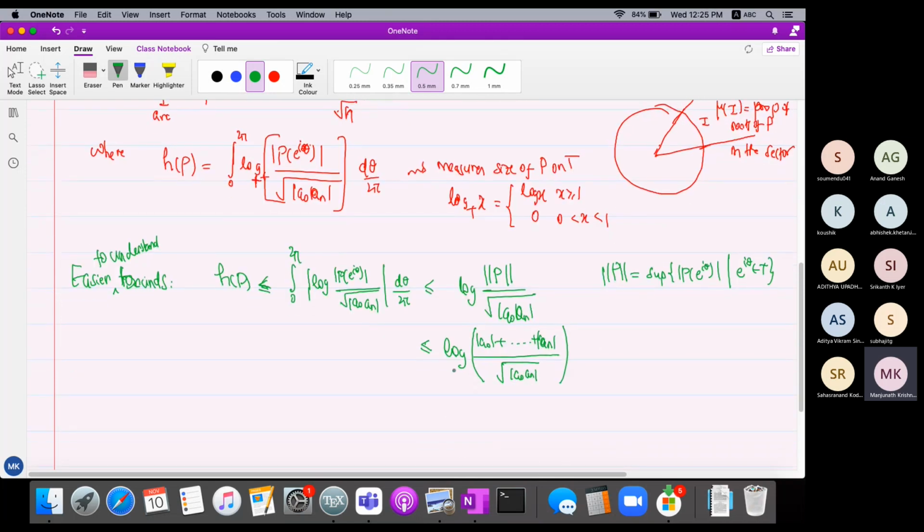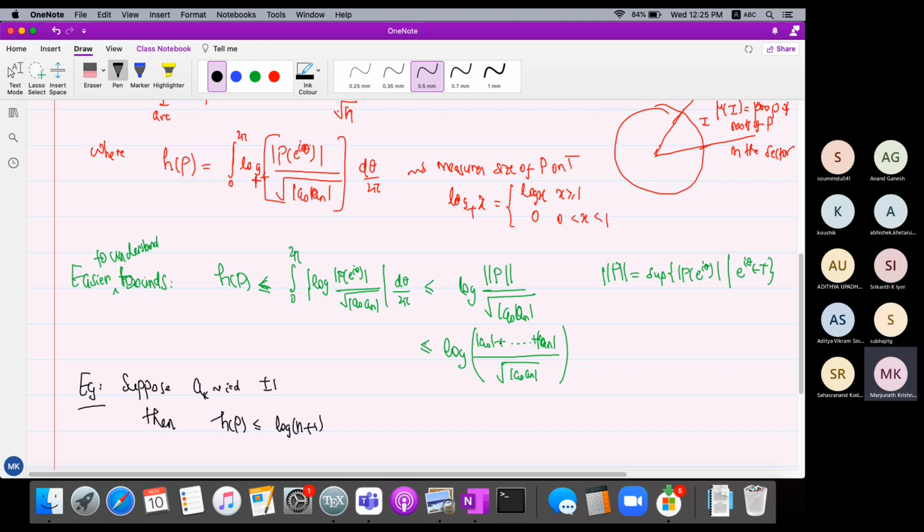So maybe these are easier to understand. For example, let's go back to the random case. This is the only time I will do the random case. So, example: suppose the ak are IID plus or minus 1. Then h(p) is bounded by what? All these absolute values are 1. So you just get log of n plus 1.